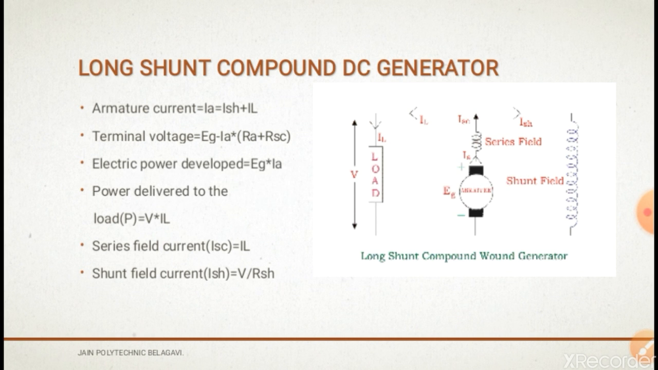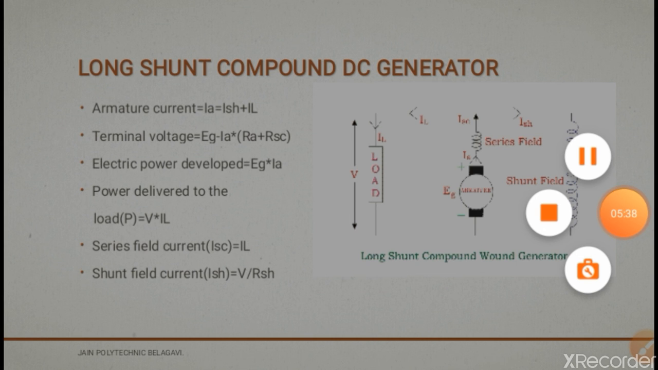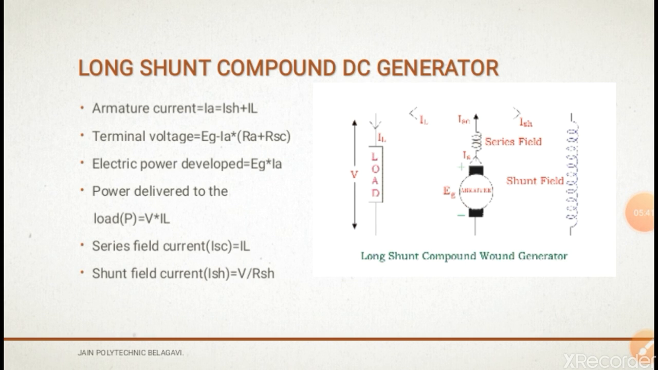So this was about the types of DC generators. There are mainly two types in case of DC generators. Those are separately excited DC generator and self-excited DC generator. In self-excited DC generators, again we are having three types: series winding generators, shunt winding DC generator, and compound winding DC generator. In case of compound generators, we are having again two types. Those are long shunt and short shunt DC generators. So I hope you have understood all the types and its equations and the applications of generators.